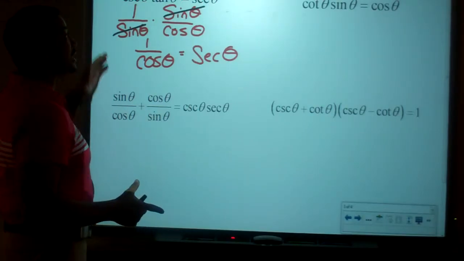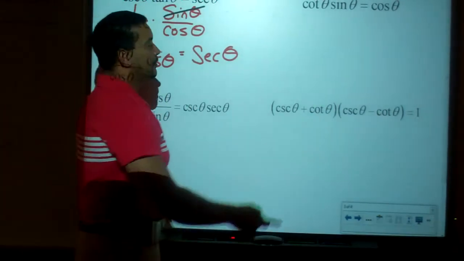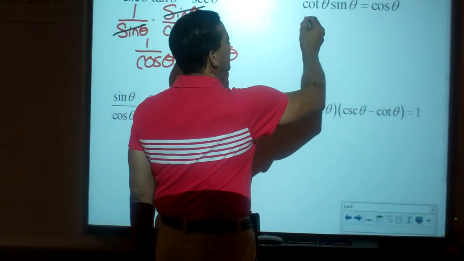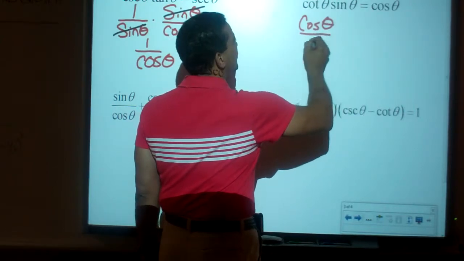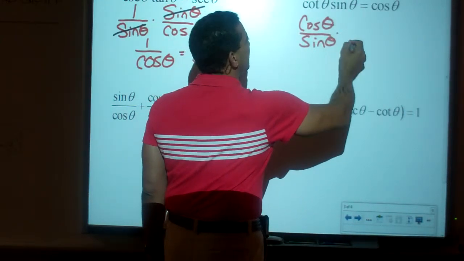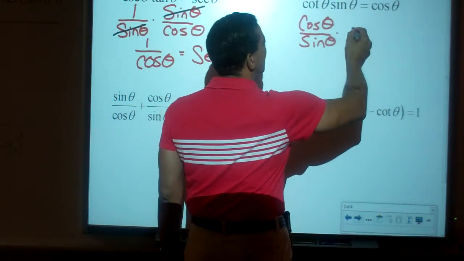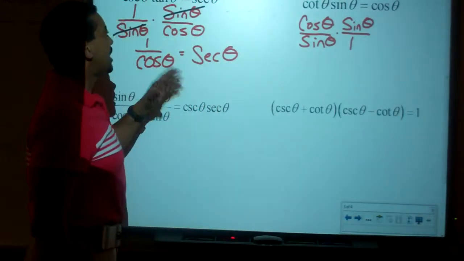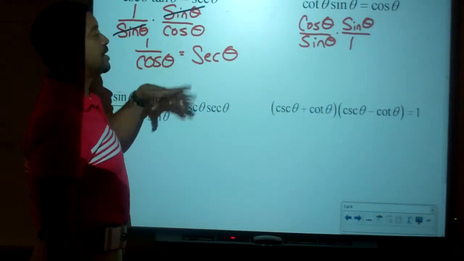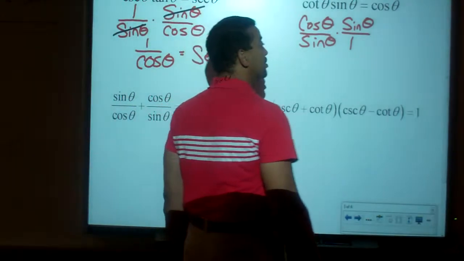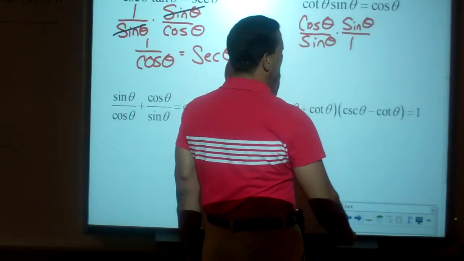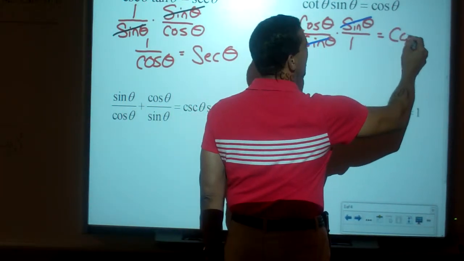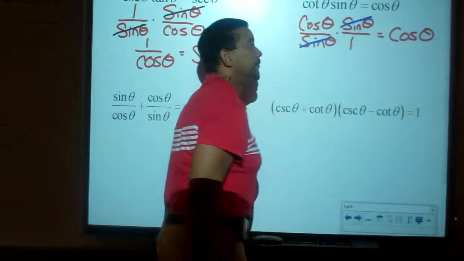Just a matter of manipulating all of our different identities. Over here with this one, cotangent theta is, instead of sine over cosine, cosine over sine. We're going to leave sine theta here, because whenever we're doing these, 9 times out of 10, you're going to be trying to change them into sines and cosines before you try to change them into anything else. So we're going to cancel here, and cancel here, and that just leaves us with the cosine of theta that we were trying to find.